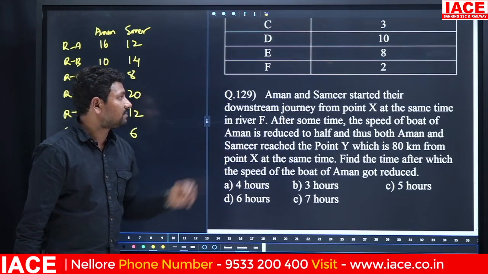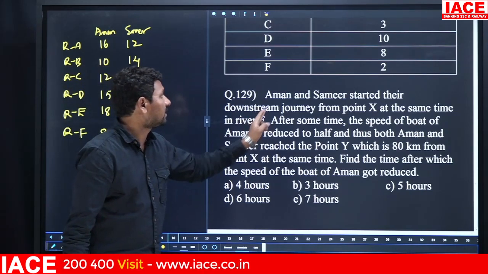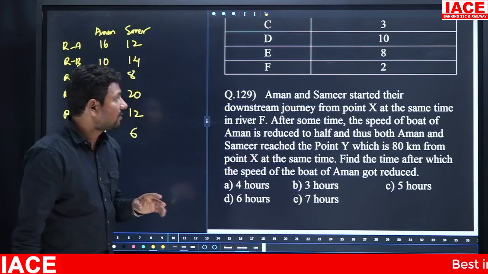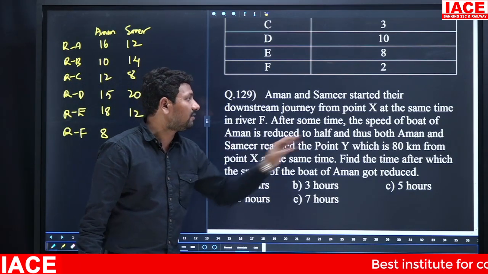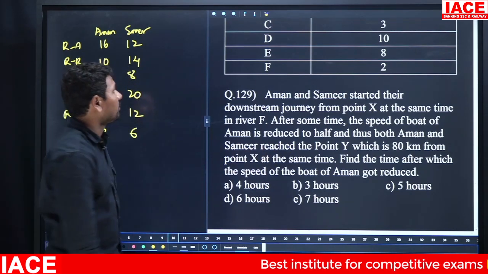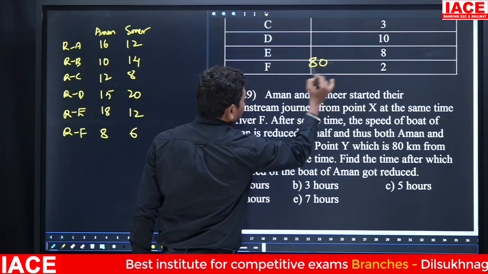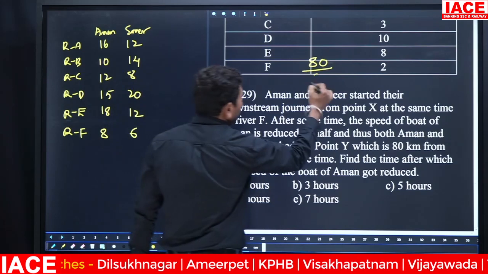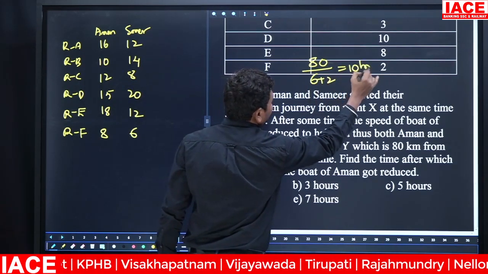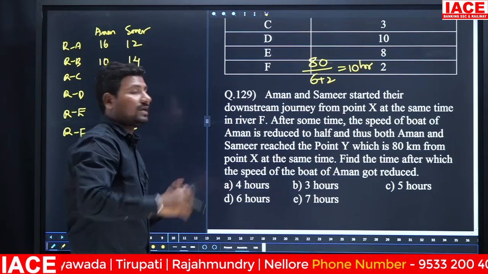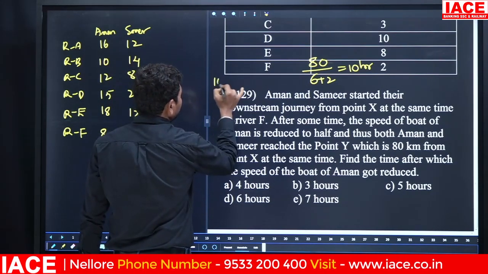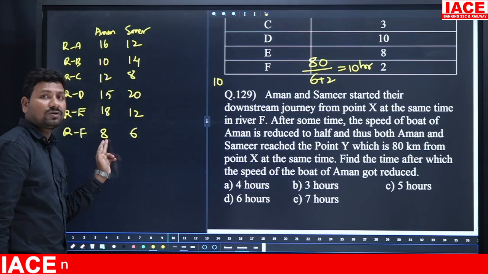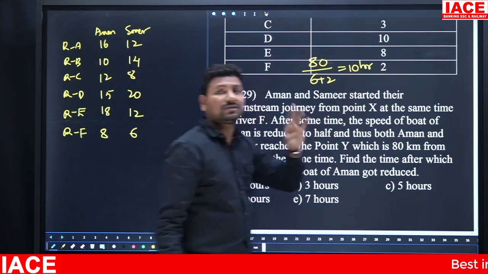Now after some time the speed of the boat in river F is reduced to half, and thus both Aman and Samir reached the point Y, which is how many kilometers? 80 kilometers. Samir will take how many hours? 80, and his speed is 6 plus 2, so it is a 10 hours journey. Then Aman will also take a 10 hours journey. First his speed is 8 plus 2: boat speed is 8 and water speed is 2, so 8 plus 2 is how many kmph?